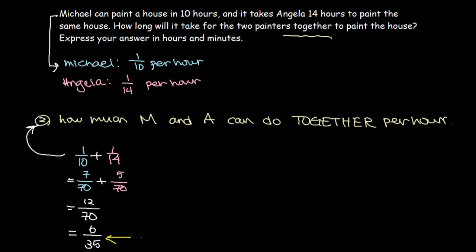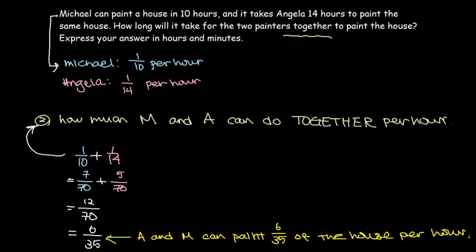So this number that we're left with represents how much work Michael and Angela can do together per hour. So Angela and Michael can paint 6/35 of the house per hour. This is what we can find here. So I'm going to write that right here: 6/35 of the house together per hour. And that is the second step that you need to take when solving these types of problems.